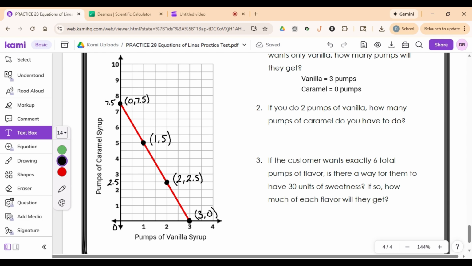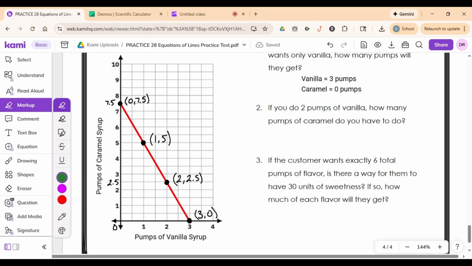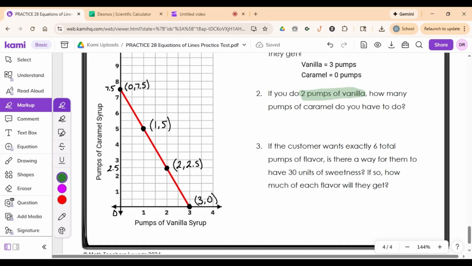In the next one, it's asking, what if we did 2 pumps of caramel syrup? Or 2 pumps of vanilla, I apologize. So 2 pumps of vanilla. Let's think about where that label is. Vanilla is at the x-axis at the bottom of our graph, and 2 is right here. So we have 2 pumps of vanilla. What we need to do is follow that to a point, and we see that right there.